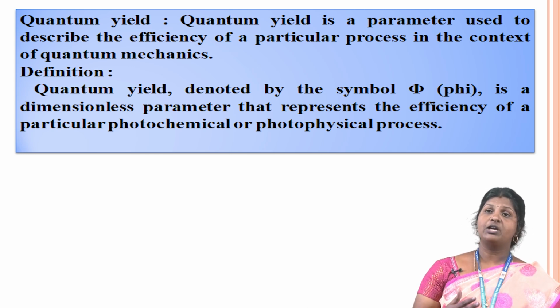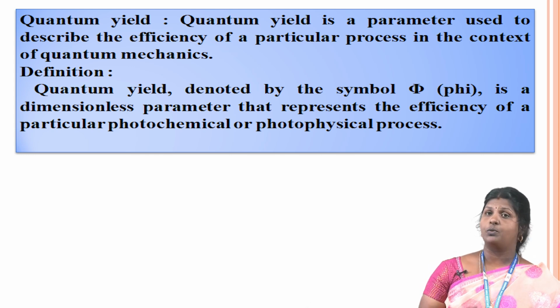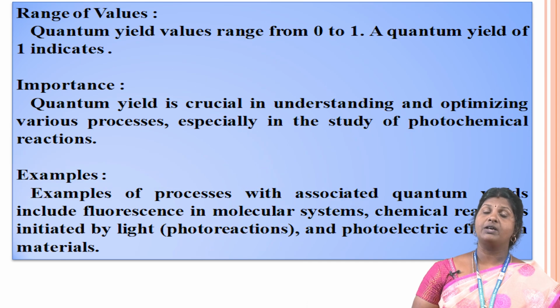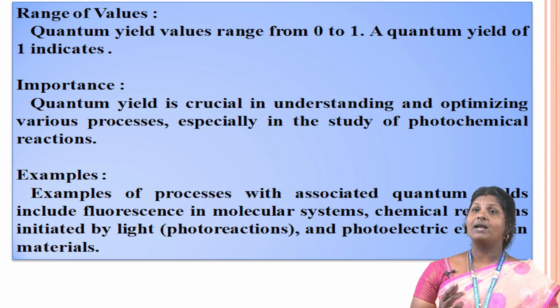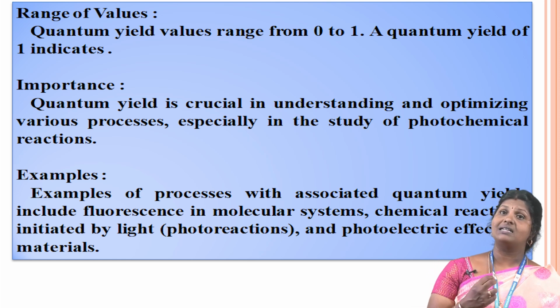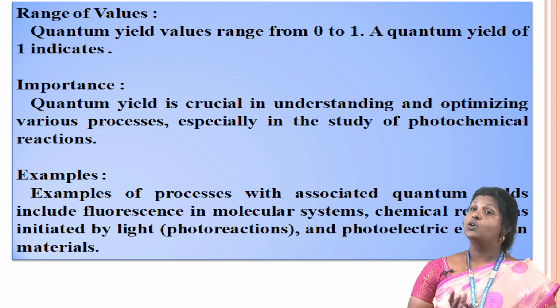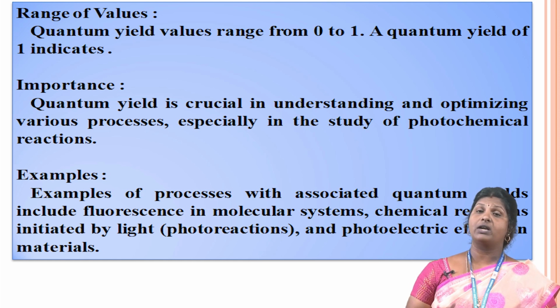The quantum yield is the ratio of the number of events, such as the emission of a photon or a chemical reaction, to the number of absorbed photons. Range of values: quantum yield values range from 0 to 1. A quantum yield of 1 indicates that every absorbed photon results in the desired event, while a quantum yield of 0 suggests no such event occurs upon photon absorption.